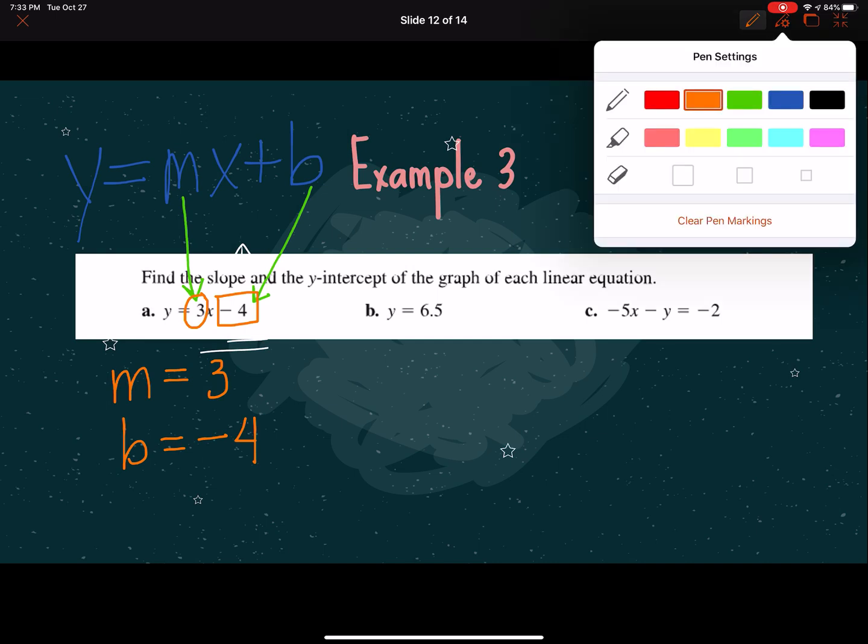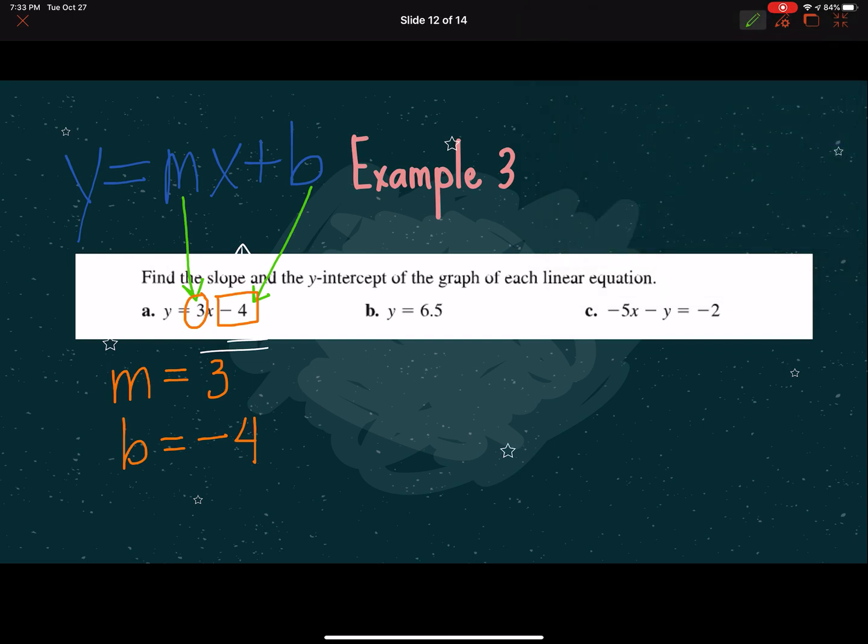Okay, same thing with B. We're looking to see if this matches the slope-intercept form equation. Now, B is a little different. What do you notice about the equation for B? Do we have all of the other parts in there? No, we just have y equals 6.5. So if I just have y equals 6.5, that tells me a couple things about this equation.